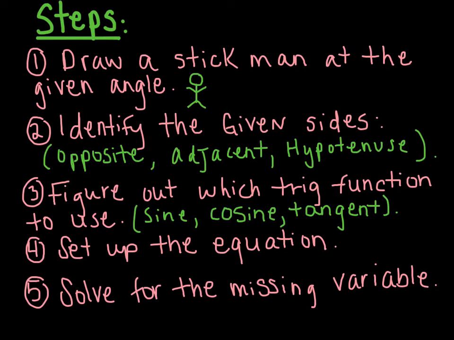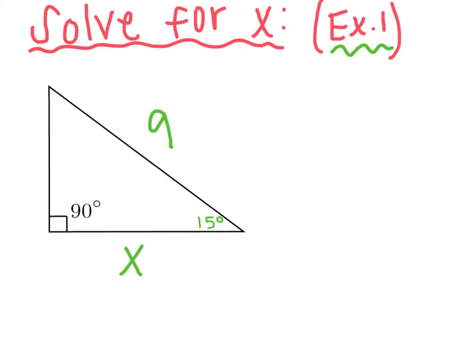Then you can figure out which trig function to use. Is it going to be sine, cosine, or tangent? Set up the equation and then solve for the missing variable. So in our first example, we're solving for x.